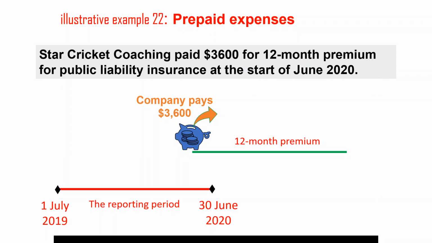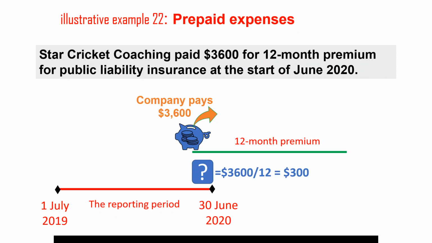It is necessary to consider what expense has been incurred during the reporting period. The entity has received the benefit for only 1 month of the insurance premium at the end of this accounting period. So this figure must be computed and recognized as an expense in the current reporting period. Therefore, the amount would be 3,600 divided by 12. That gives you $300 of expense. And the remainder is a prepayment.